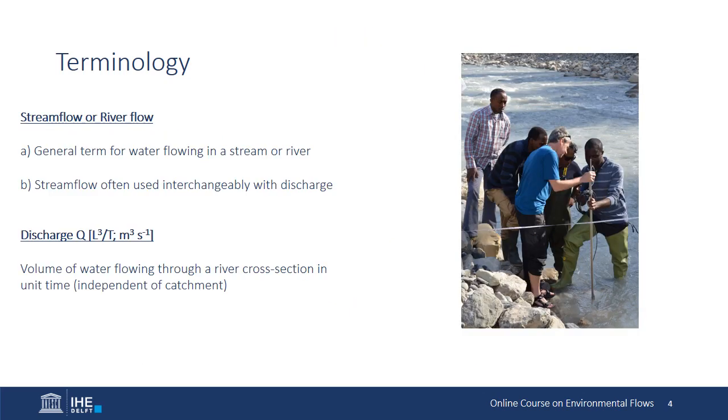Stream flow or river flow is a more general term describing the flow of water in a river or stream. Stream flow often is used interchangeably with discharge. Discharge in hydrology is the volume of water flowing through a river cross-section in unit time, often expressed in cubic meter per second.